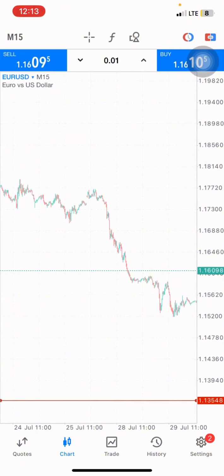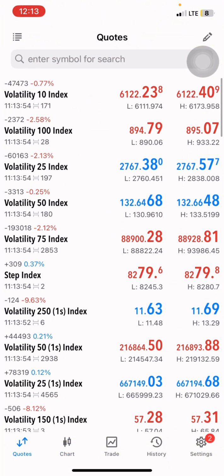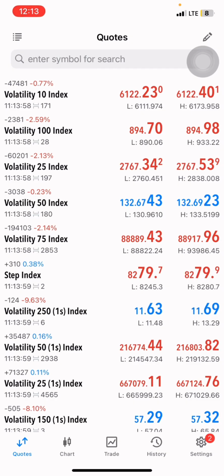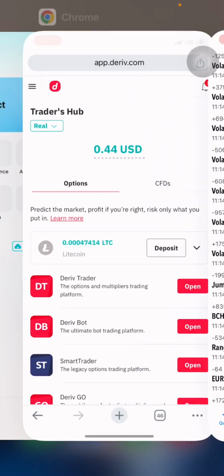Now, where do you find these volatility indices? There's only one broker that offers these volatility indices that you can trade and make a lot of money for yourself. Only one broker, and that broker is Deriv.